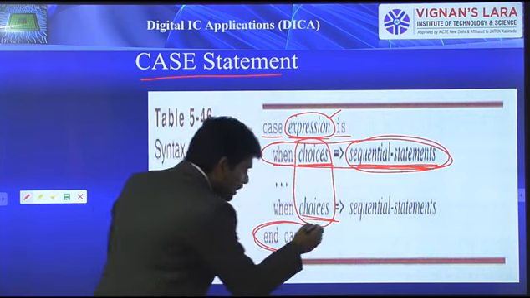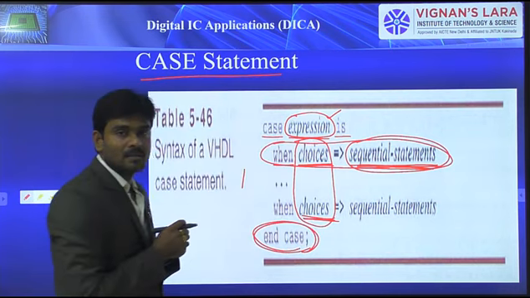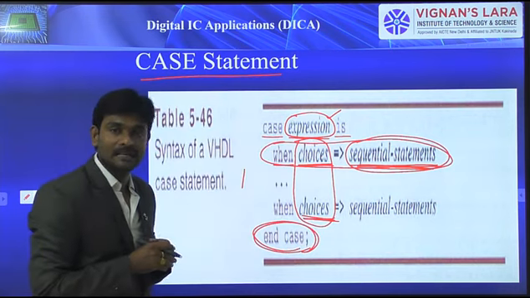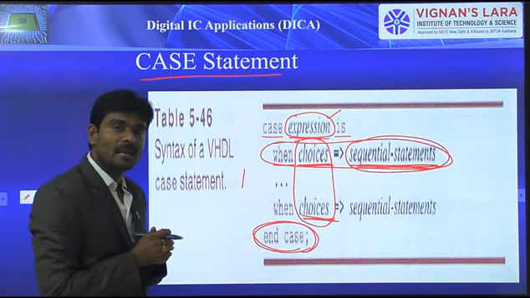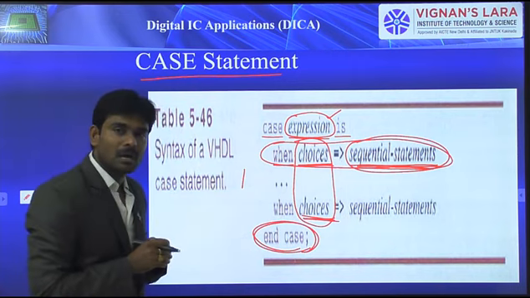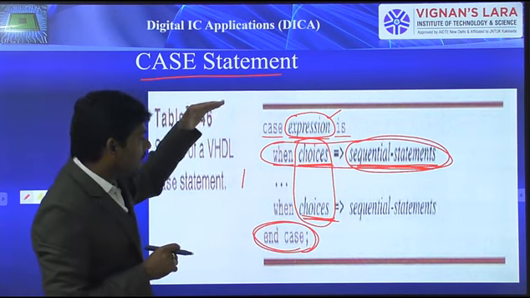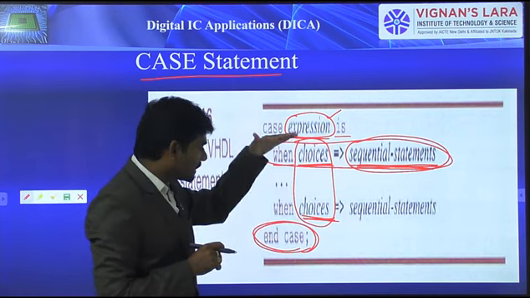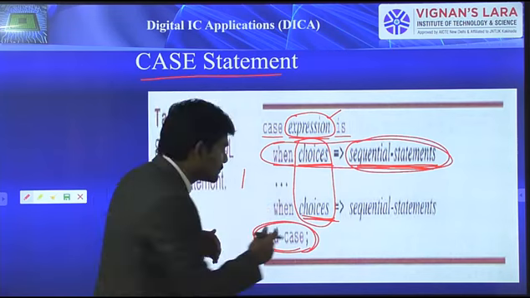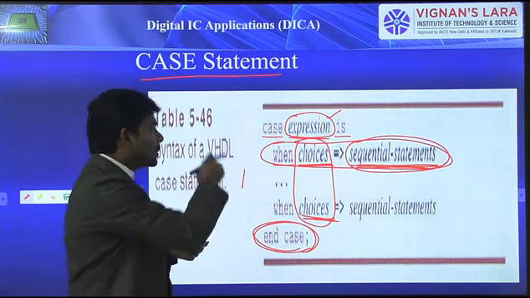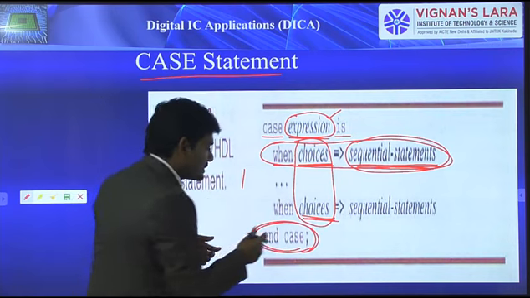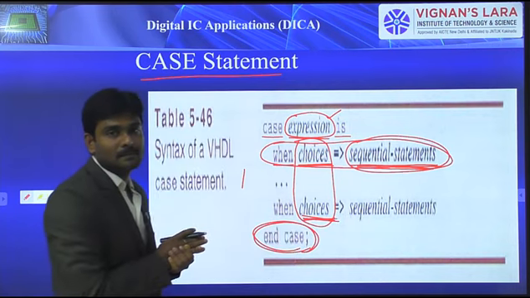Finally, for the final choice, we can describe others. By mentioning the last choice as others, we cover all the choices that we have not covered until now. Because of that, the last choice in a case statement must be others.